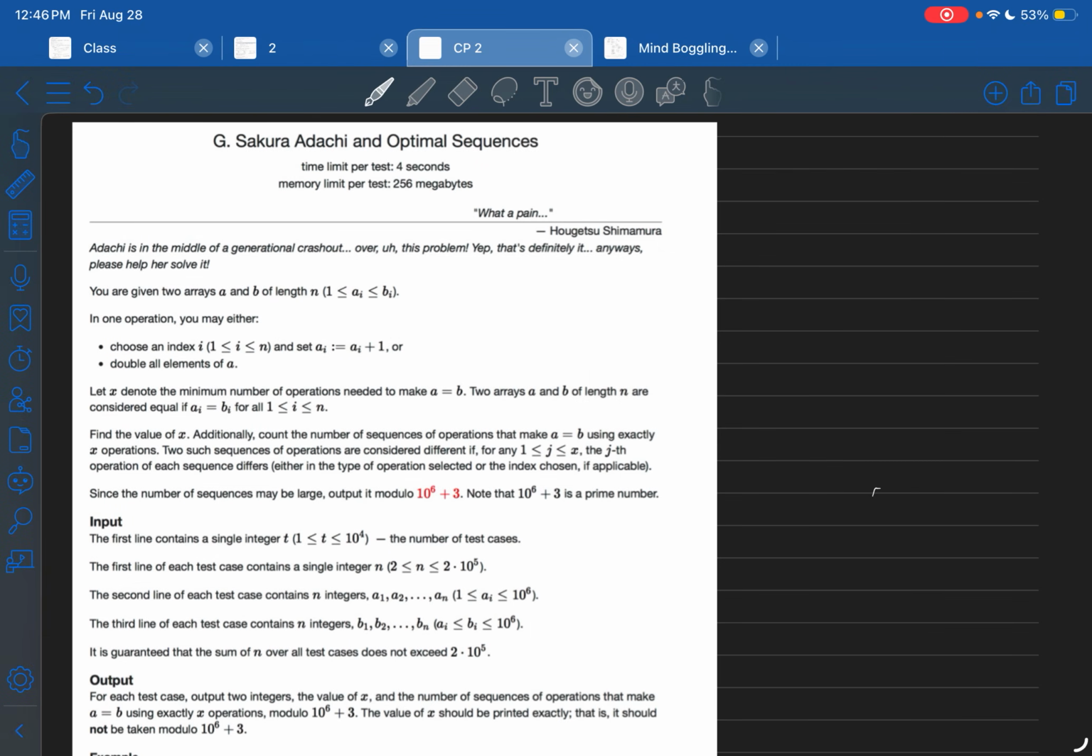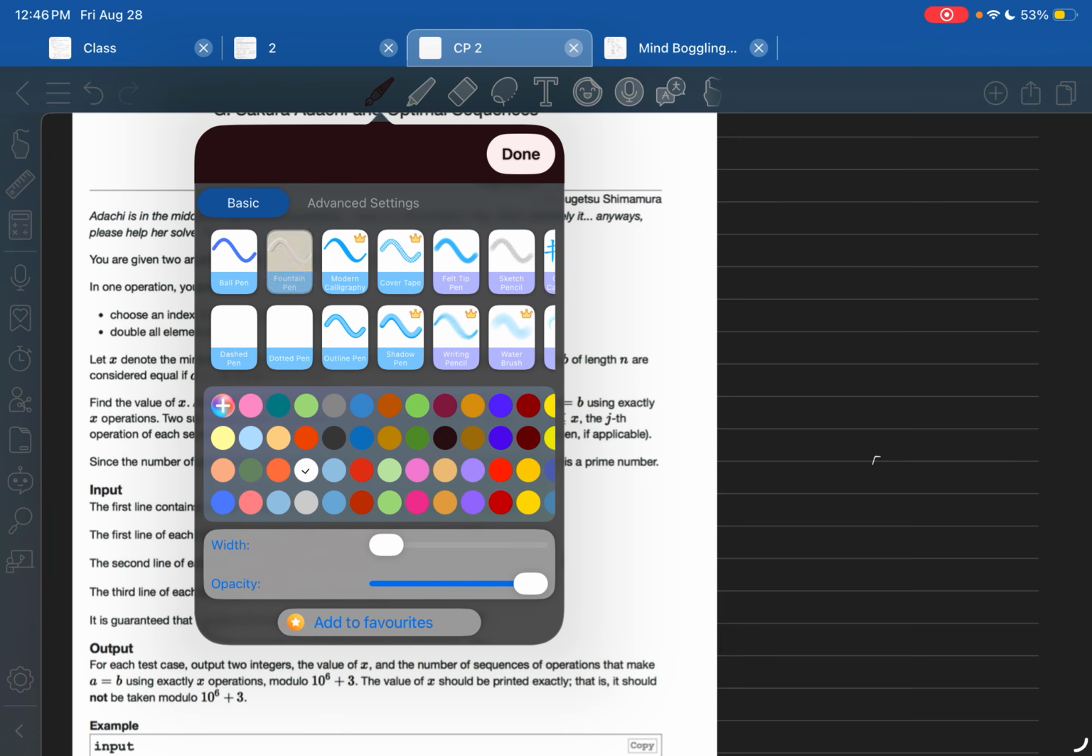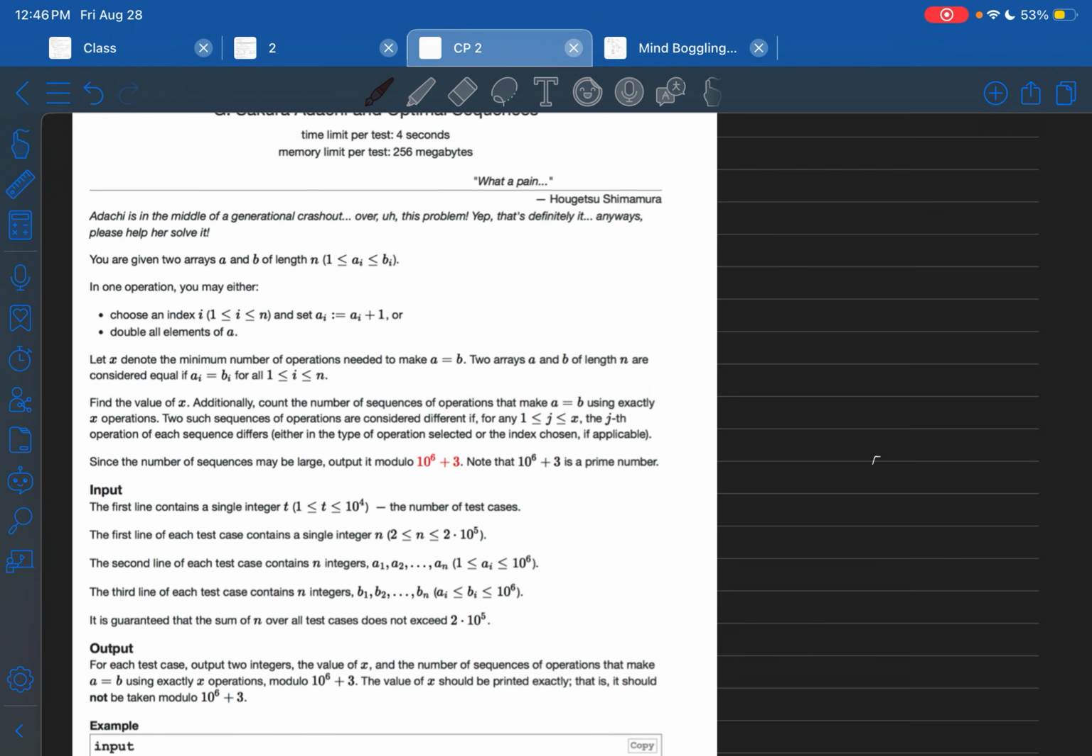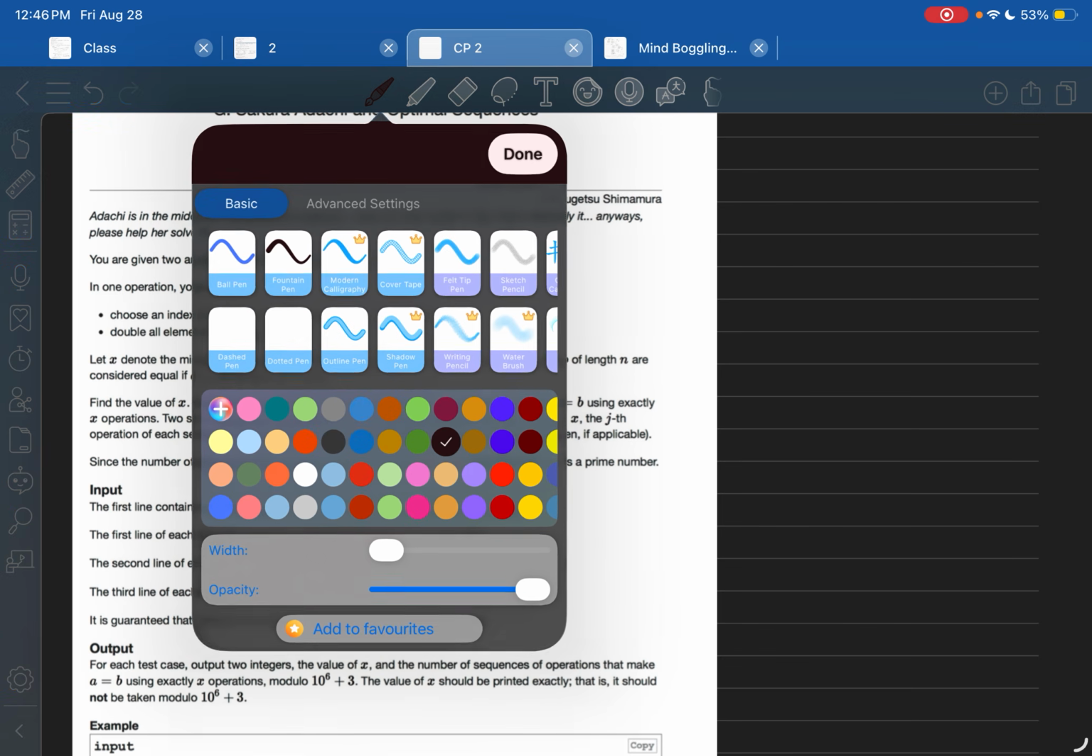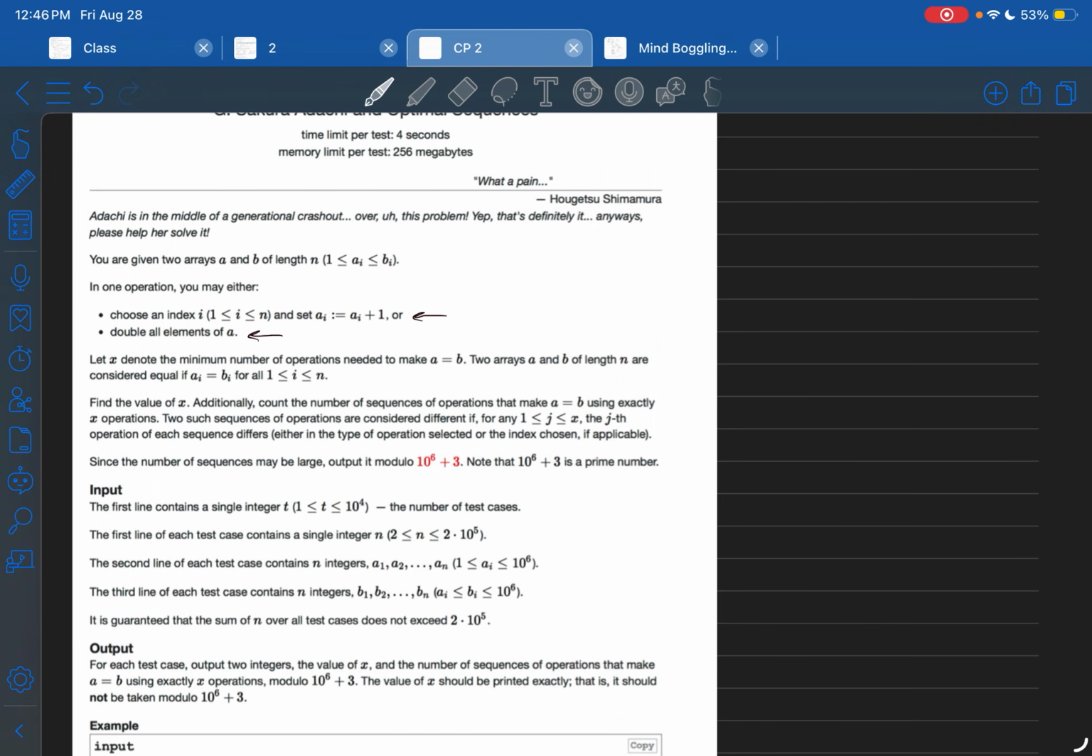Yeah, so basically in this problem we are given two arrays a and b, and in one operation you can either add 1 to a[i] or double all the elements of a. You are supposed to convert a into b using the minimum number of operations possible. So now the first thing that comes to mind is to convert them into their binary.